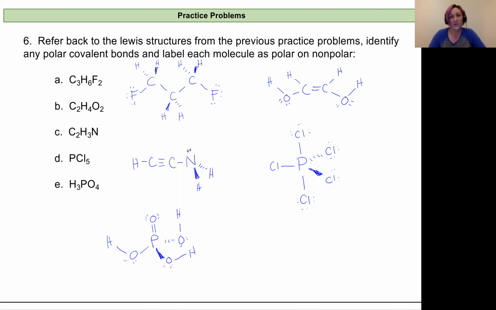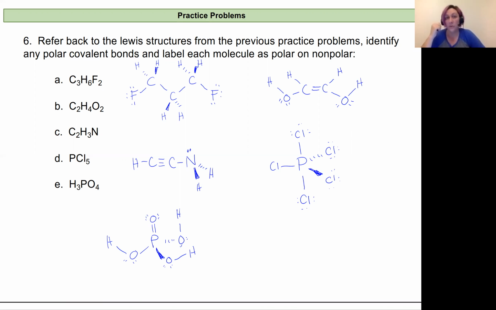Hopefully you've had an opportunity to try these practice problems. I'm going to walk through this solution. So these are the different molecules we've been tracking through our practice problems. We've built their Lewis structures. We've built them in 3 dimensions. Now we're going to assess their polarity.